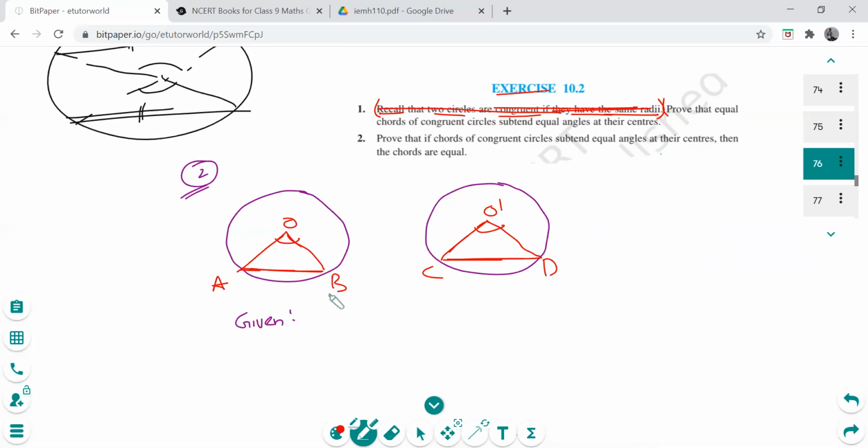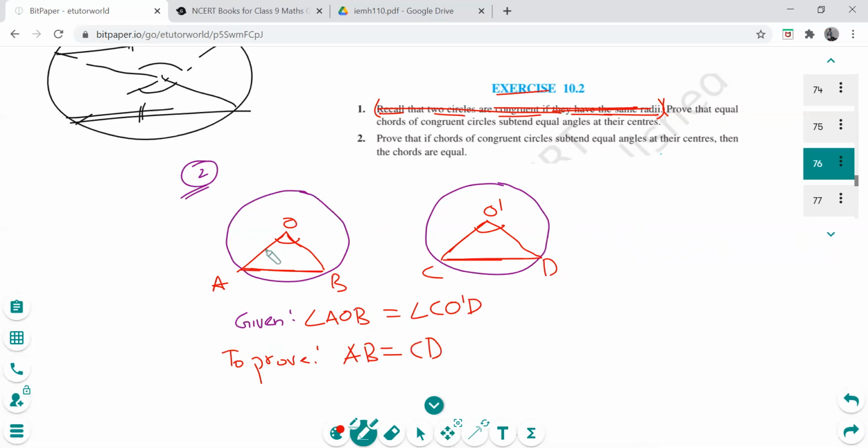Good. So this time it's just the opposite. That's why it's a converse. Angle AOB is equal to angle CO prime D. It's called prime or dash. So it's being given to prove. What we need to prove? We need to prove AB is equal to CD this time, right?